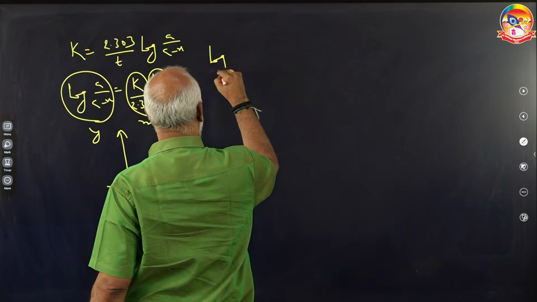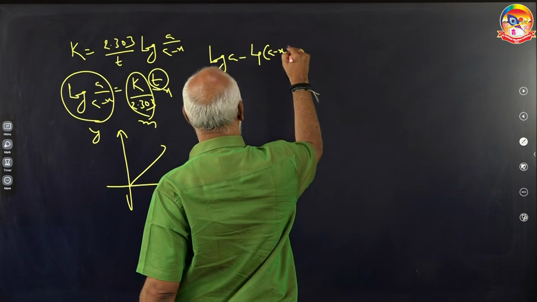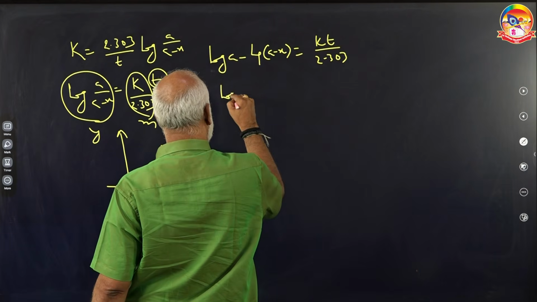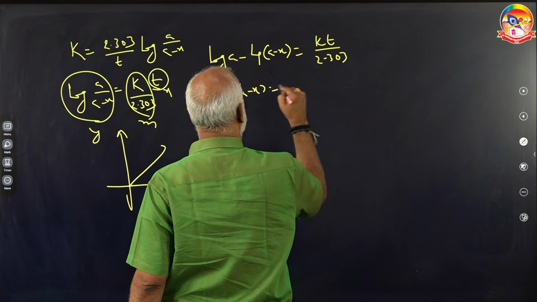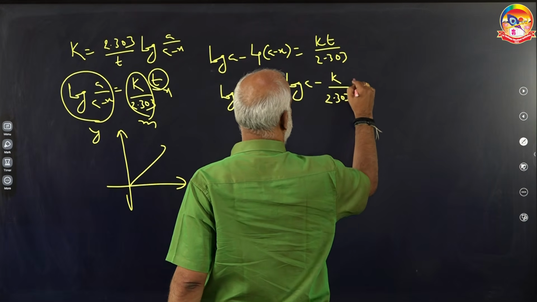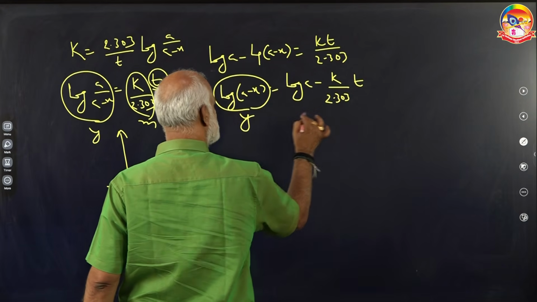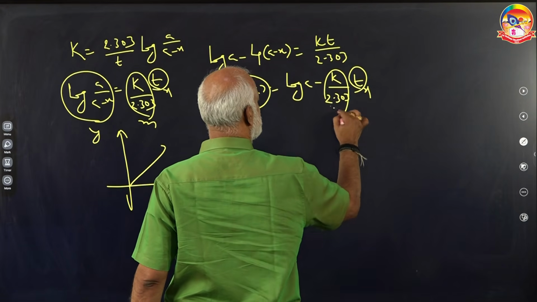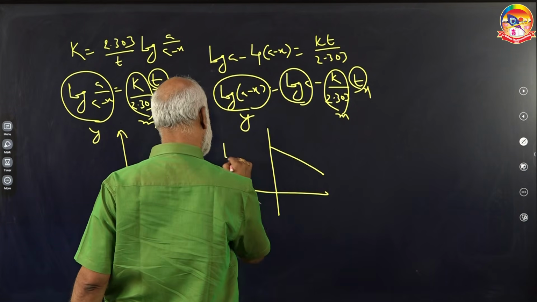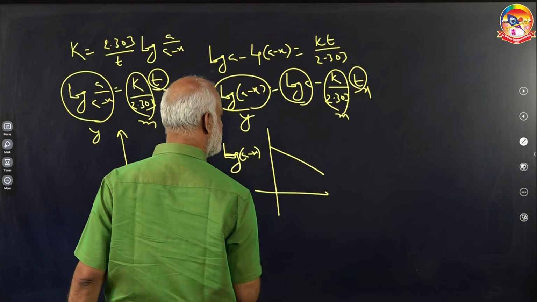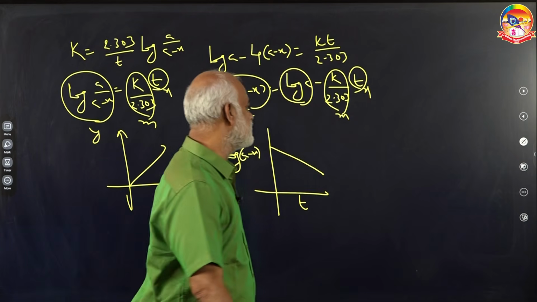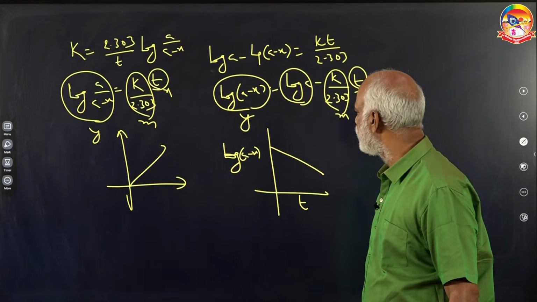Instead, the logarithm of (a minus x) is equal to log a minus k by 2.303 into t. Now, this is taken on the y axis, this on the x axis, this will be the slope, this will be the intercept. So, you will have this as the graph when log (a minus x) is plotted with t, where the negative slope is equal to minus k by 2.303 and the intercept will be log a.